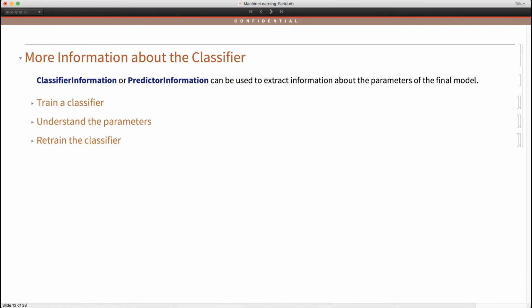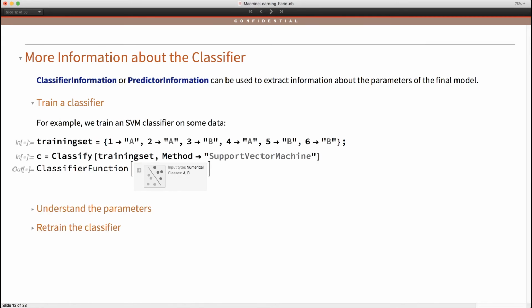Okay. Once you have created a classifier or predictor function, you will also be interested in extracting information about the parameters of the model. I will quickly demo how to see this further information. So, as always, I'll start with an example. Let's train a classifier on this training dataset. And for this demonstration, I'll be using the support vector machine method.